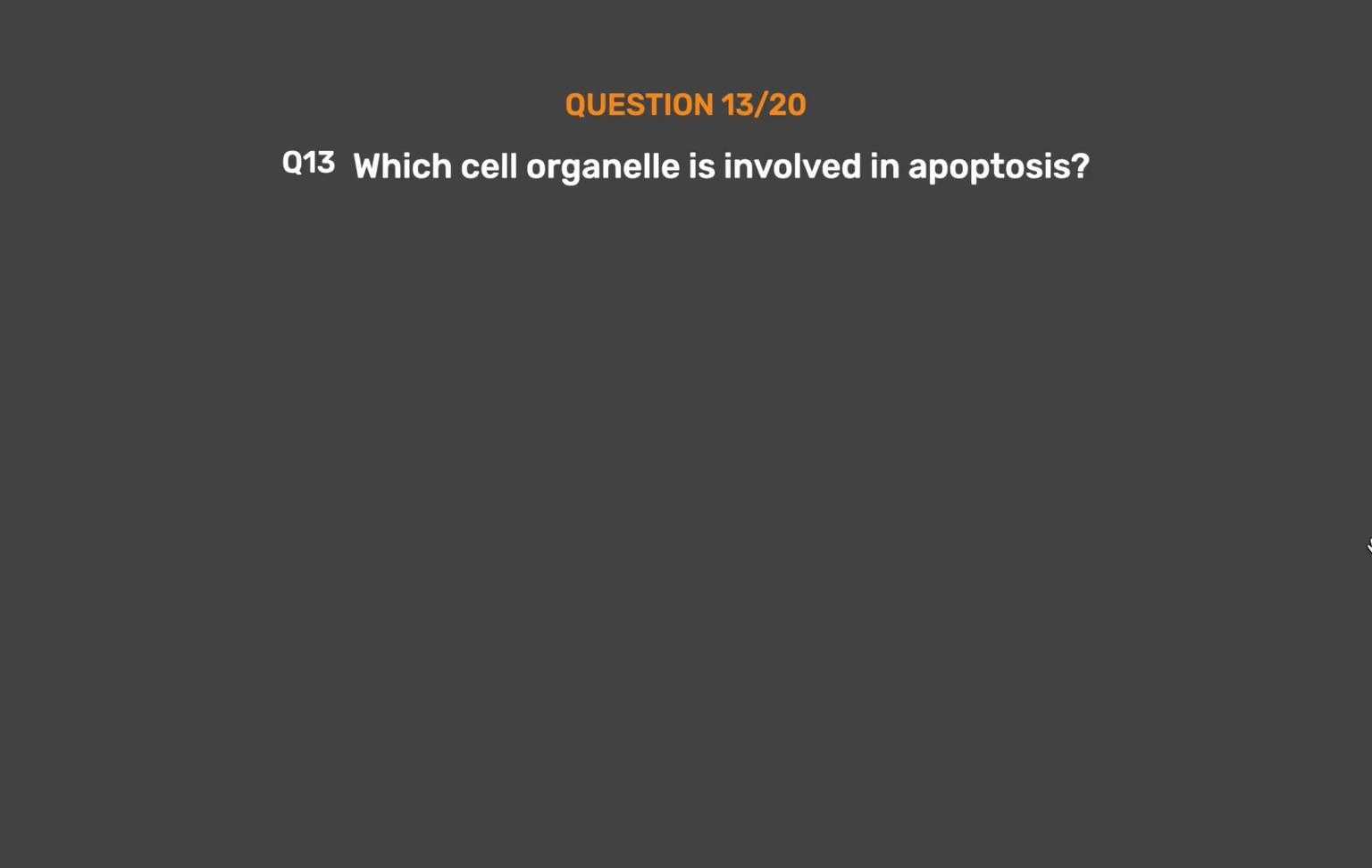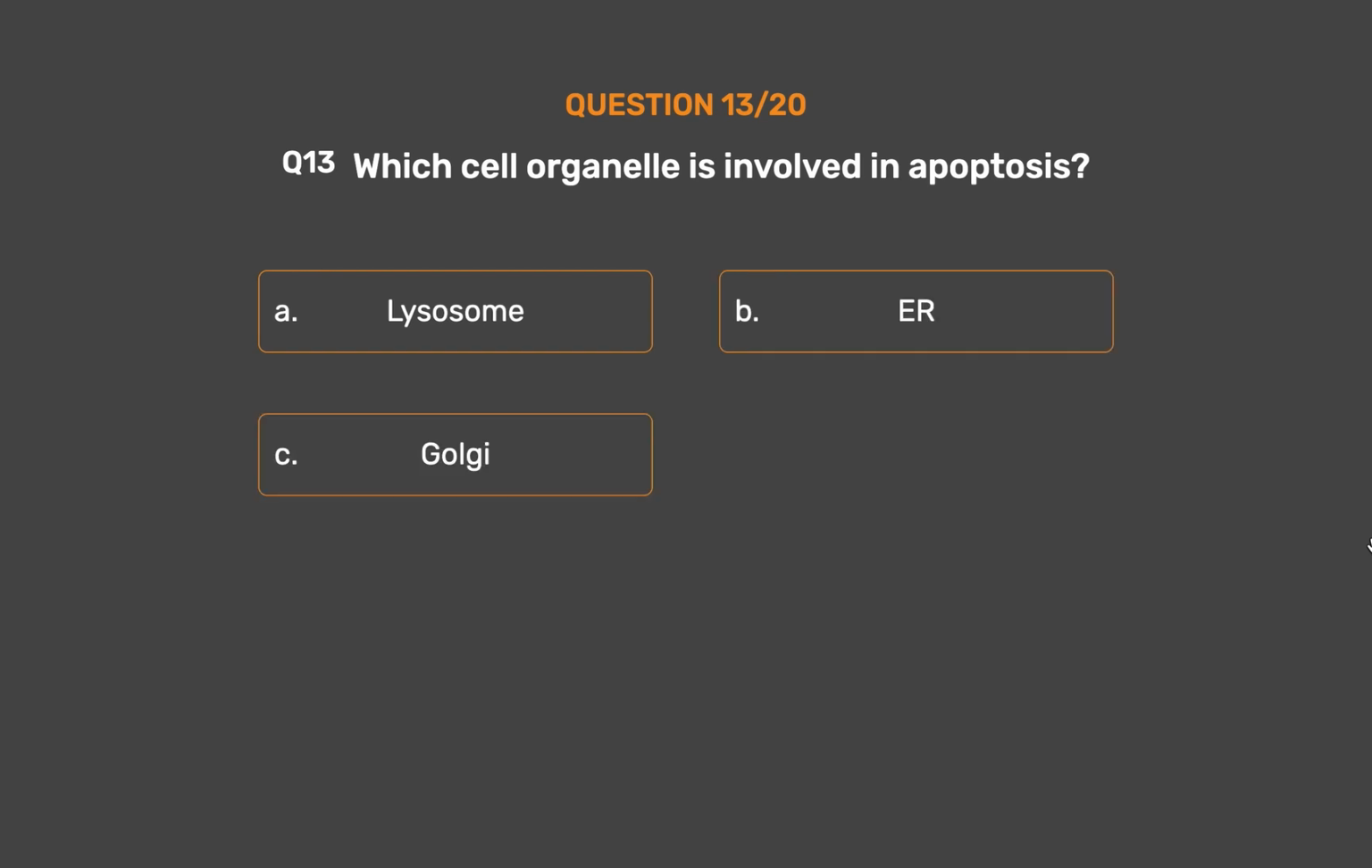Question number 13. Which cell organelle is involved in apoptosis? Option A. Lysosome. Option B. ER. Option C. Golgi. Option D. Mitochondria.